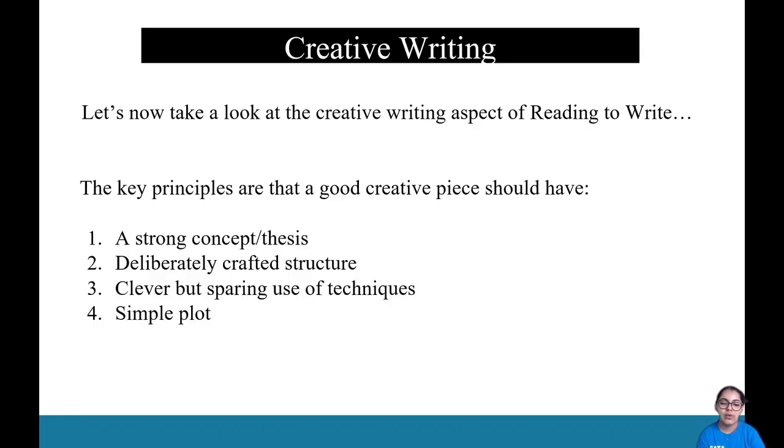So now let's have a look at the creative aspect of reading to write, like what that includes. The key principles are that a good creative piece should have, firstly, a strong concept or thesis. It should also have a deliberately crafted structure. It should also be clever, but sparing in the use of techniques. What that means is we don't want to overuse techniques. We want to use them subtly and effectively, not throughout the writing, just where they really fit. And finally, simple plot.